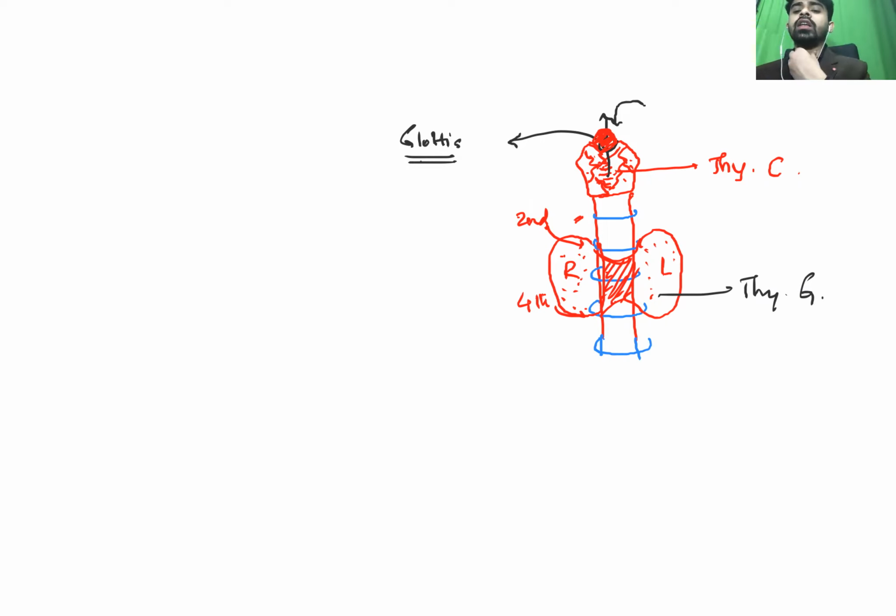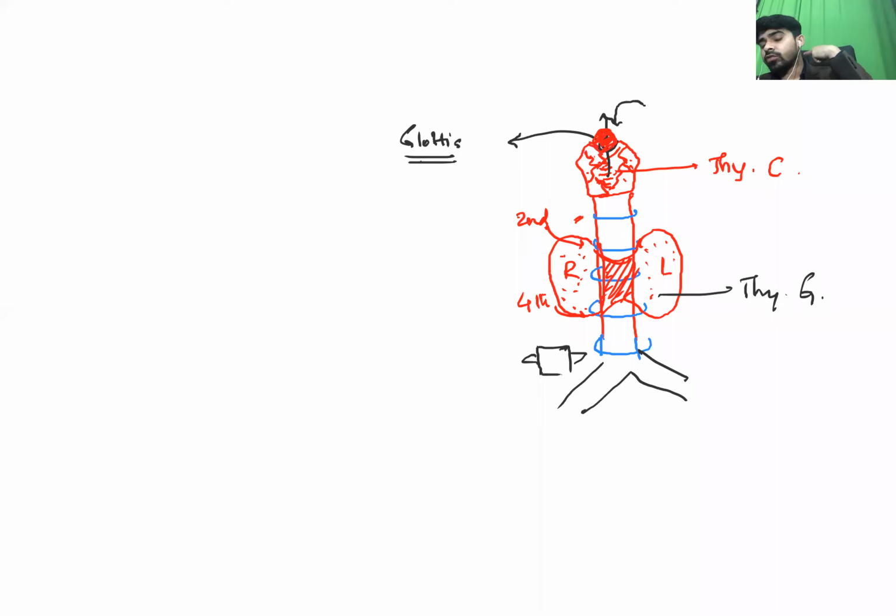Suppose this is the trachea. You know, in the back you have vertebrae. In the back you have, tell me beta, in the back what you have? Vertebrae, I mean the bone structure. So can you tell me at which vertebral level this trachea will divide? That's a question actually. I mean, where the trachea is dividing into the right primary bronchus and the left primary bronchus.